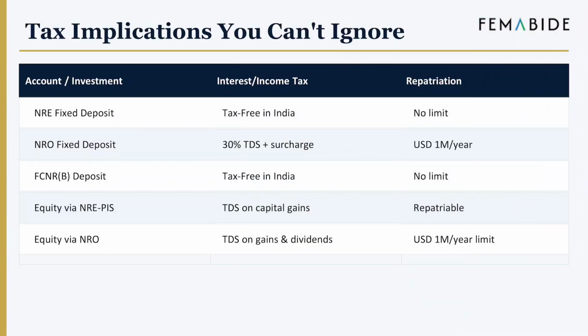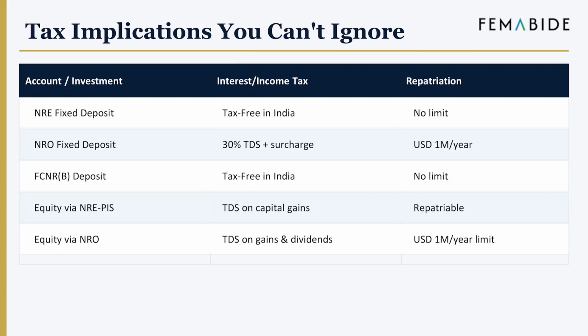Tax implications you can't ignore. Let's review the taxation and repatriation rules. NRE fixed deposits: tax-free in India with no repatriation limits. NRO fixed deposits: subject to 30% TDS plus surcharge. Repatriation capped at $1 million per year. FCNR deposits: tax-free with unrestricted repatriation.